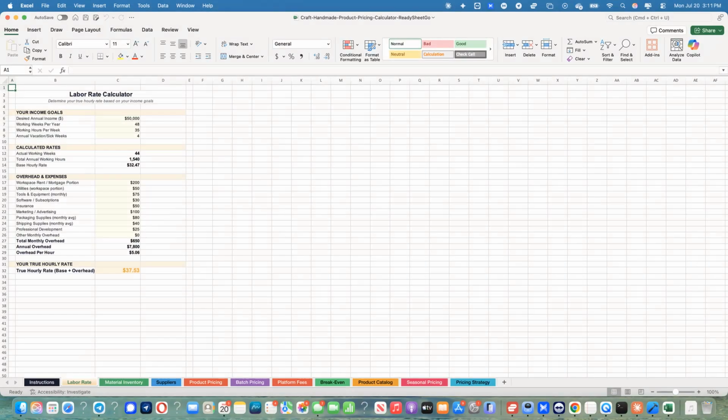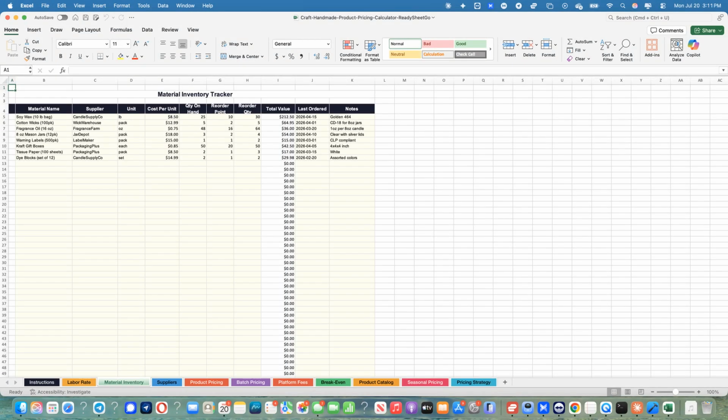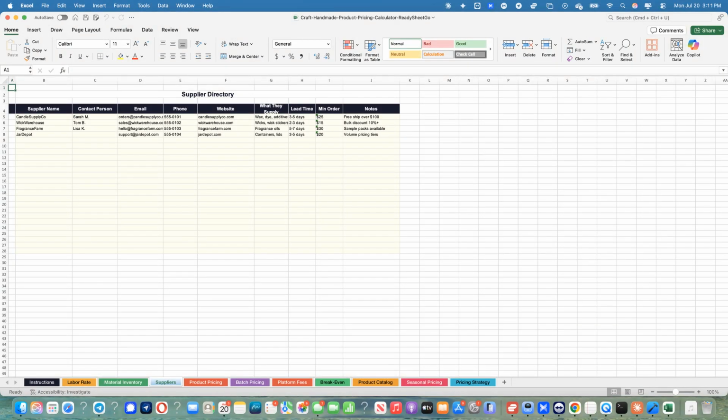Start on labor rate. Decide what your time is worth per hour, and every price in the workbook builds from it. Material inventory is your cost library, every material with its pack price and cost per unit, so recipes price themselves. Suppliers keeps who you buy from, their lead times and minimums, so restocking doesn't catch you out.